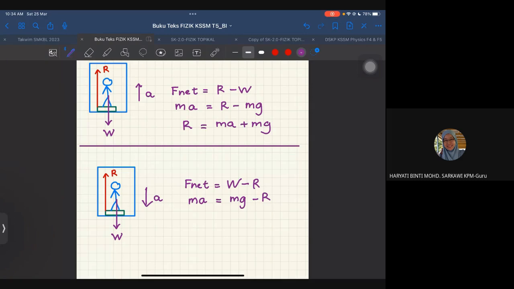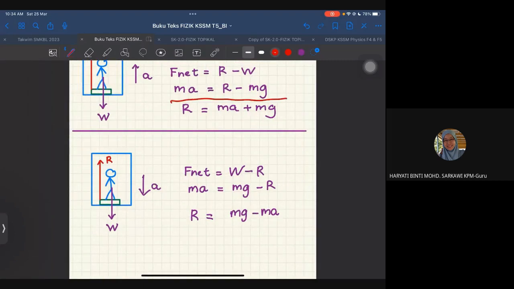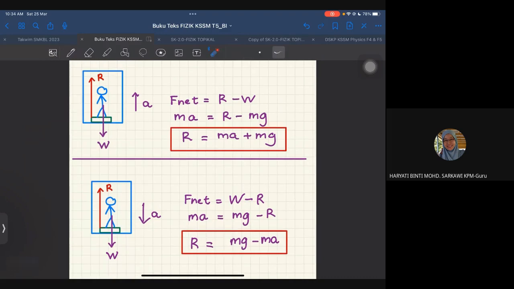Okay. Next one. Do the same thing for this equation. So I want R to become the title. So I need to move this MG to the left. So let me say R equal what? Equal MG minus MA. Can you see that? We have two equations here. This is another one. Both for object moving in acceleration, but this is moving up, this is moving down.